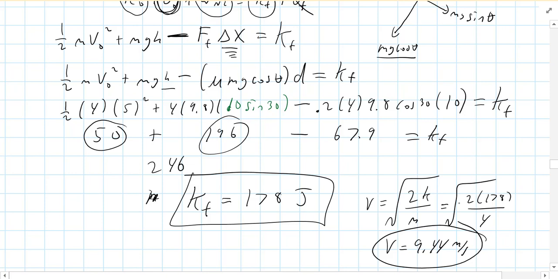All right, so again, I will reemphasize, be able to not only find a velocity, but be able to talk about the energies and what's going on. You have some initial kinetic energy, some initial potential energy. You're losing a little bit of that due to the work done by friction. You started with 246 joules of mechanical energy. You end up with 178. That entire 178 is kinetic energy because we're defining that position as zero potential.